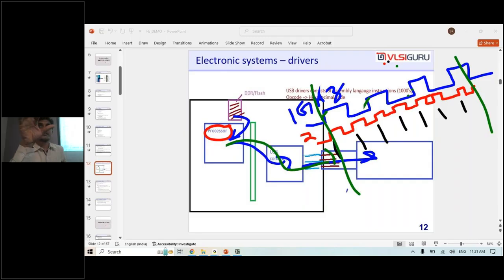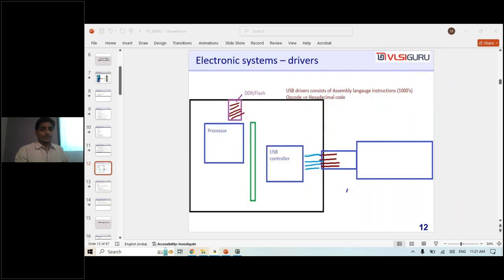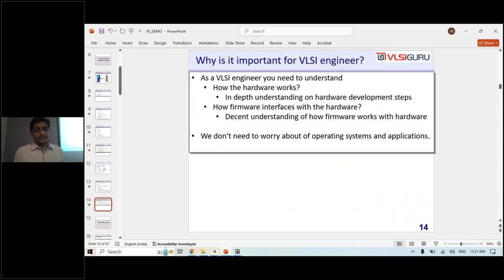That is why we are always concerned about the frequency of operation of the electronic system, right? And more importantly, it is for the processor. Other components are also working actually. USB is working at some frequency, DDR is working at some frequency, but more importantly, we are concerned about processor frequency because the processor is the master of the entire system. The processor is the one which executes everything. Got it, right? Next.